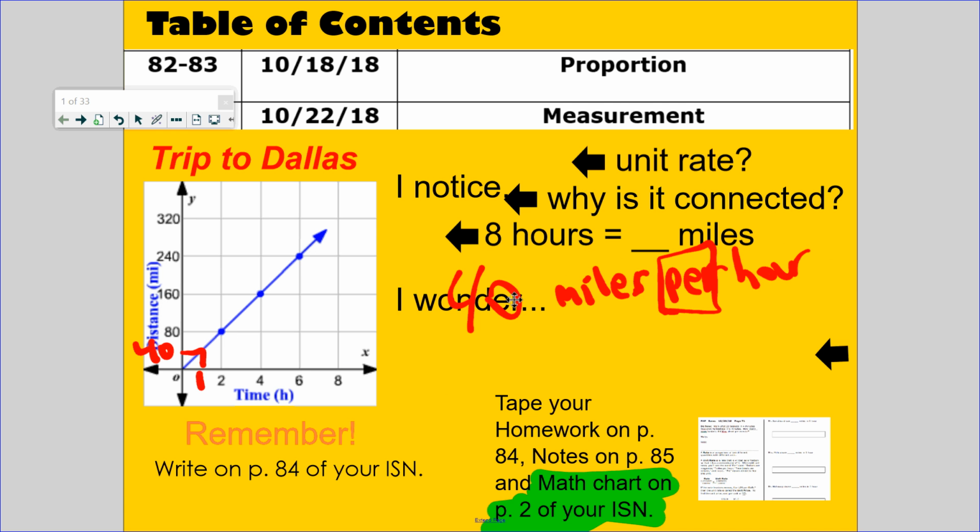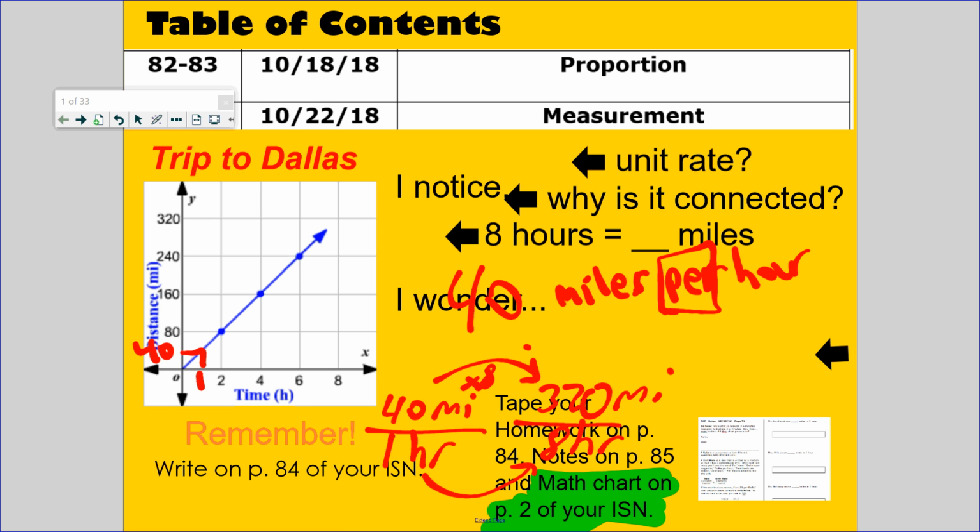Oh, 8 hours. If you had to make a prediction, so let's make a prediction. It's 40 miles in 1 hour, so in 8 hours? What is the relationship between 1 hour and 8 hours? Let me erase this. The relationship is times 8, so 320 miles in 8 hours. And if you look here, you can see that it will eventually reach that. What else could I ask about this? The relationship is a multiplication relationship right here.